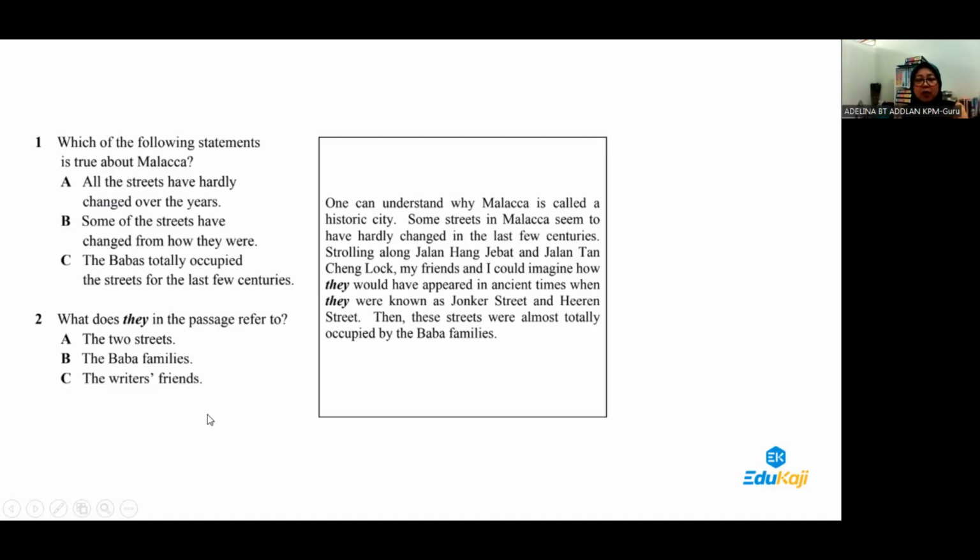Alright, let's look at the second question. What does "they" in the passage refer to? Every question that is asked in the text will highlight certain words that they want you to concentrate on. Meaning that if the word "they" is highlighted here, find the highlighted word in the text as well. That is the reason why they highlighted and italicized it, so that students can straightaway find the answer.